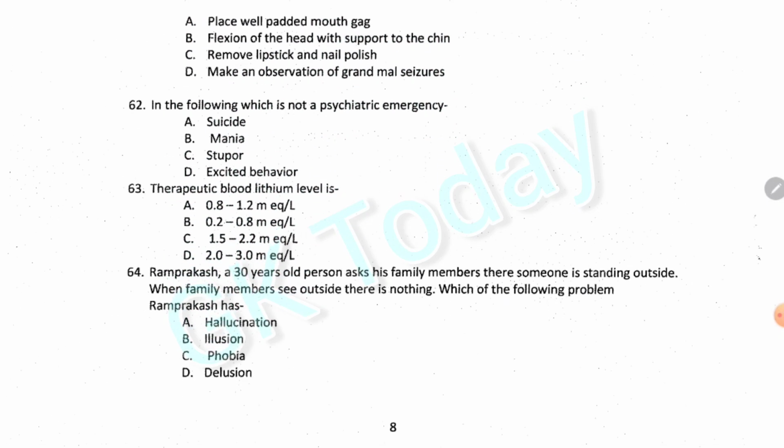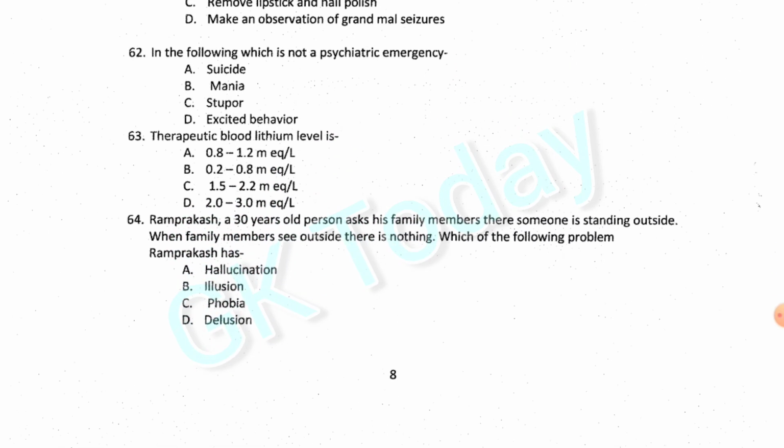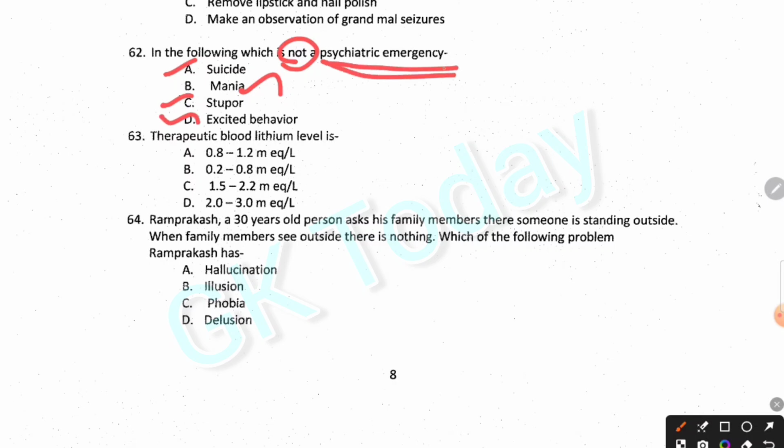Question number 62. In the following, which is not a psychiatric emergency? Mania. Remaining, suicide, stupor, excited behavior are psychiatric emergencies. So, correct answer is option B.